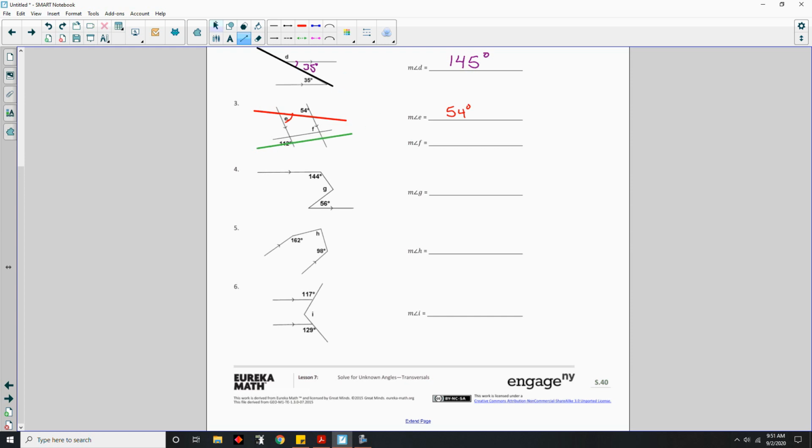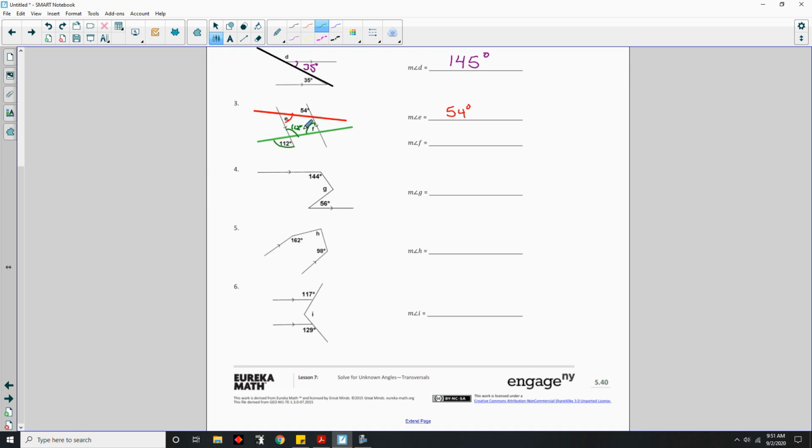How does it expect me to draw a segment when the command bar is in the way? All right, there we go. So there's my transversal. Switch back to my pen. What angle is this and this? Well, these two angles across from each other are vertical, so that's 112 degrees.